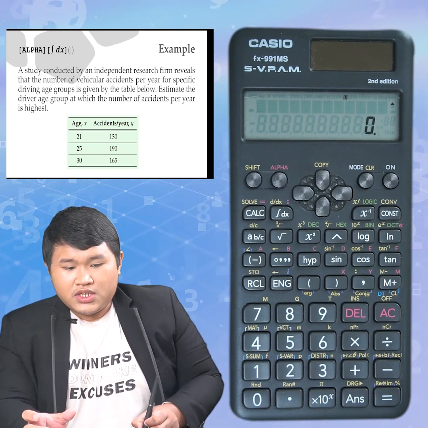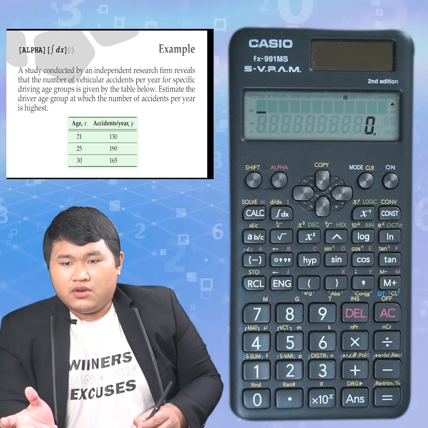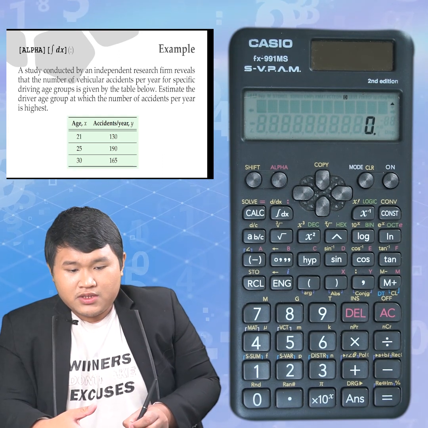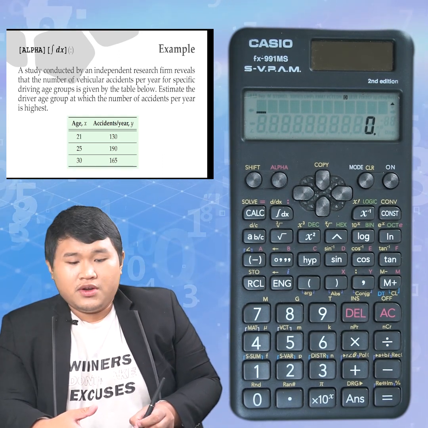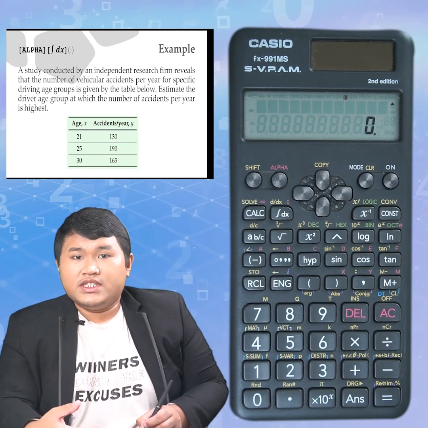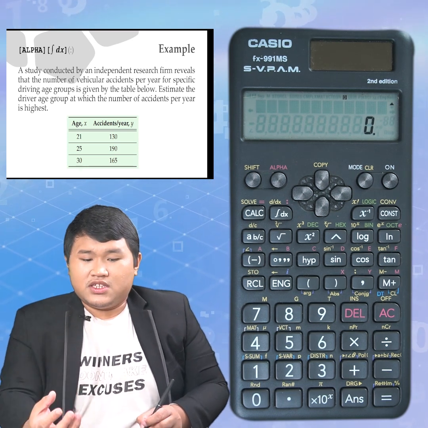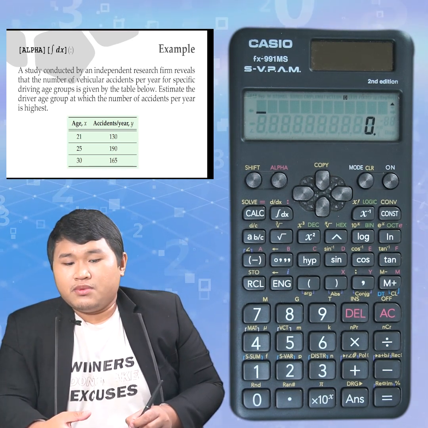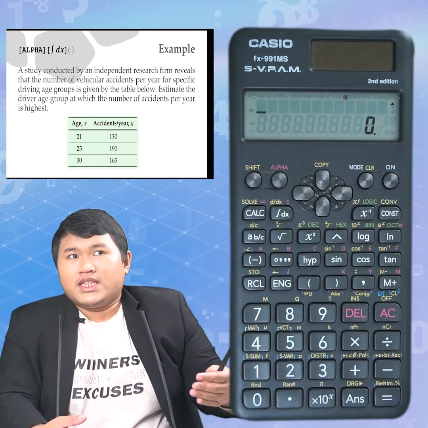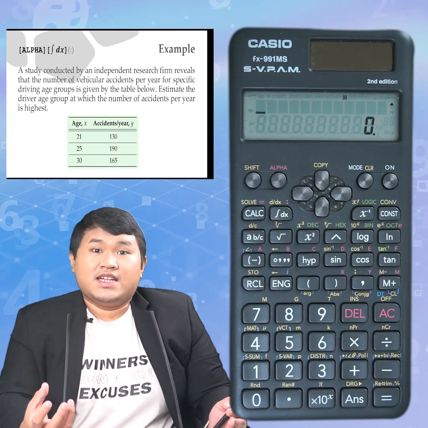Now, we are not given the nature of this data, so we only have to assume first. Notice that at age 21, the accidents is 130 per year, and then by age 25, the number of accidents has increased to 190 per year, and then by age 30, it's decreasing. It decreased to 165 accidents per year. So it's low, went up, and then goes down. What regression curve has that nature? That is the quadratic regression.